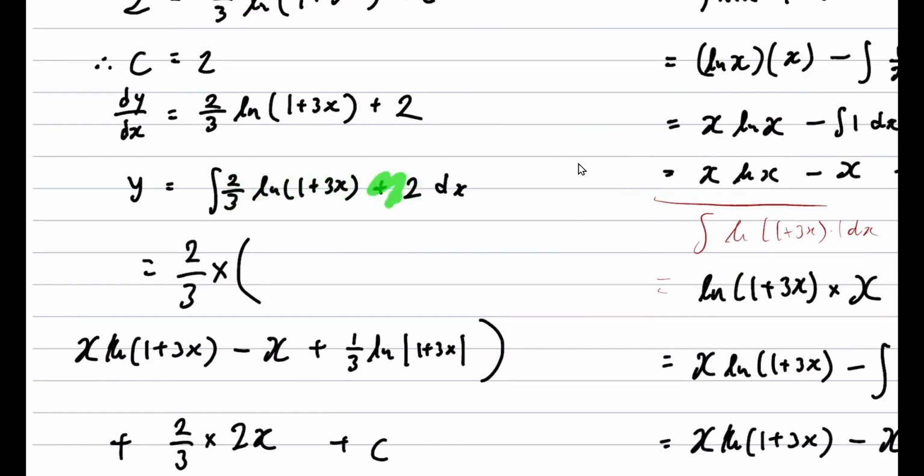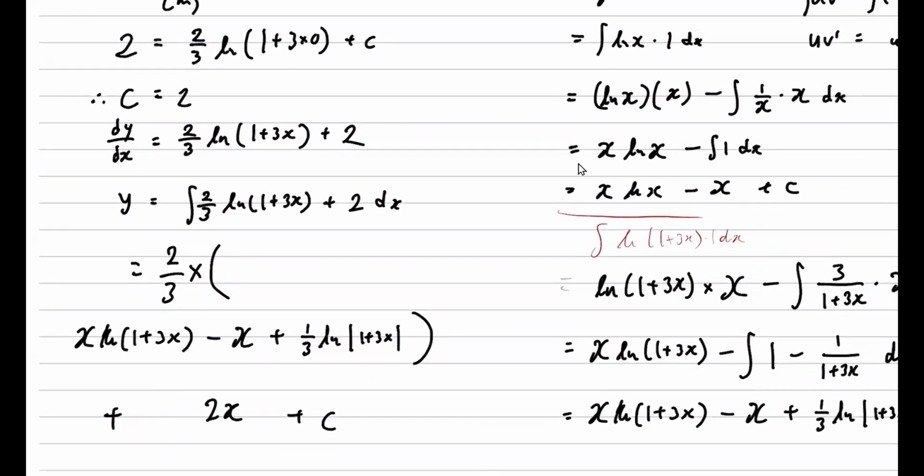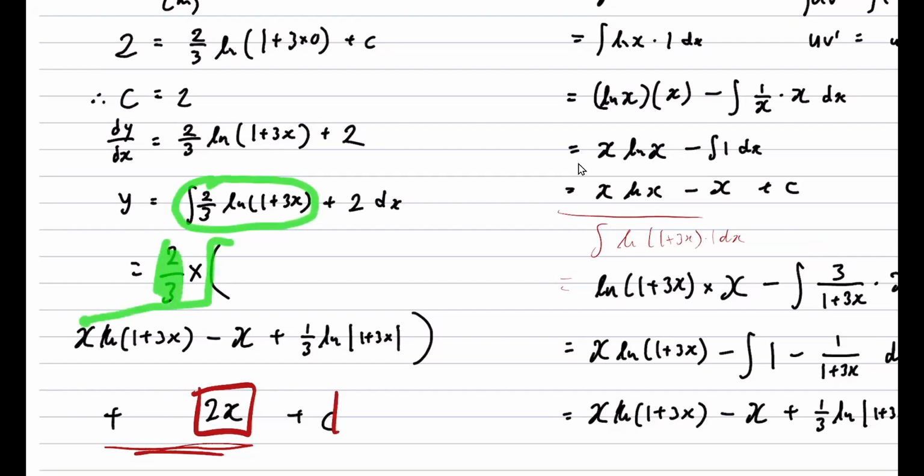How to integrate plus 2? I think you definitely know it's just 2x. So that's why I have 2x over here, plus 2x, plus D. And then after that, I want to integrate 2/3 ln(1 + 3x). So I can actually factor out the 2/3 first, and then figure out what is the integral of ln(1 + 3x). How do we do that? Integral of ln(1 + 3x).